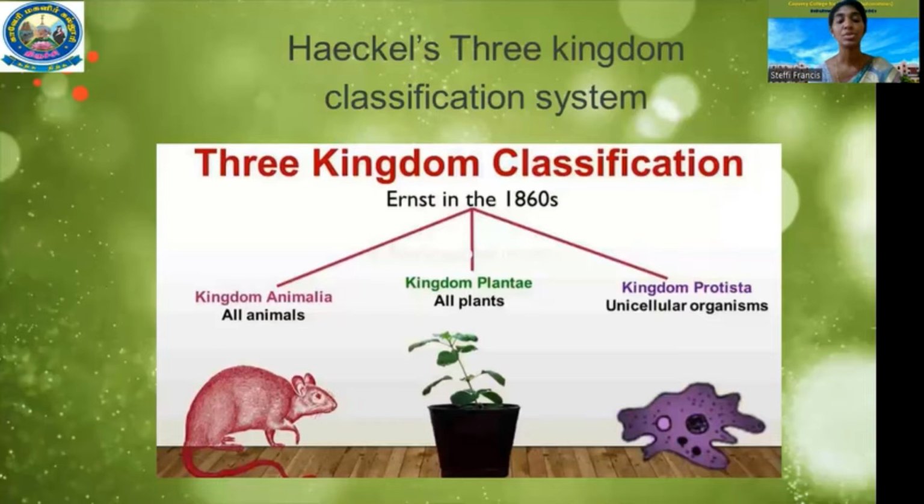Ernst Haeckel introduced the three kingdom classification system in the 1860s and proposed a third kingdom, Protista, for organisms which have characters of both plants and animals. All the organisms which create problems in classification are included in the kingdom Protista. So he classified all living organisms into three kingdoms, namely the kingdom Plantae, kingdom Animalia and kingdom Protista.